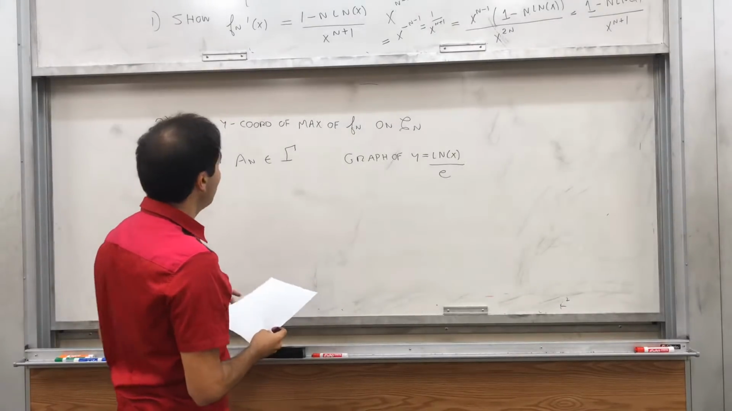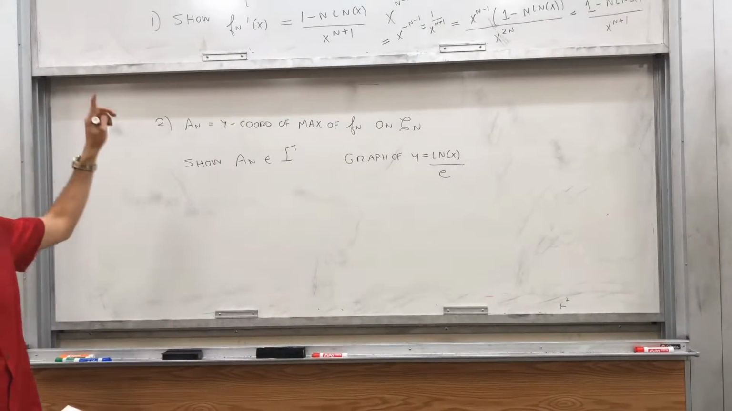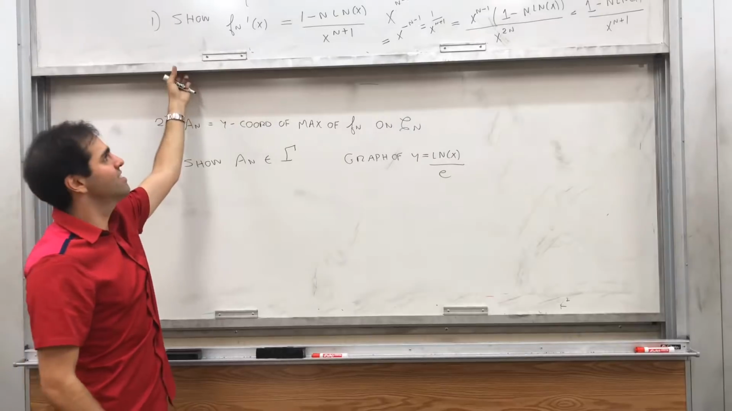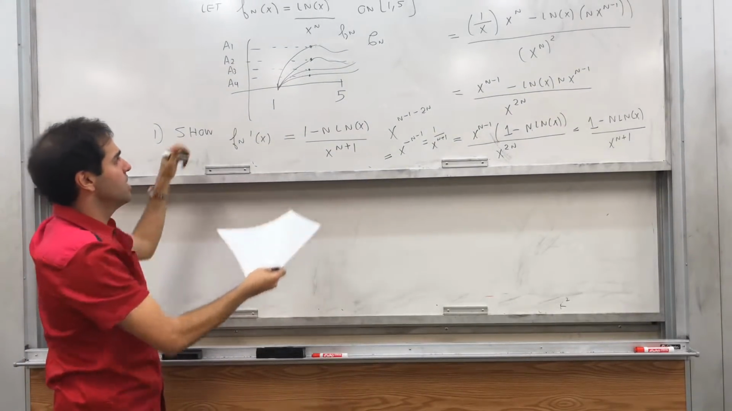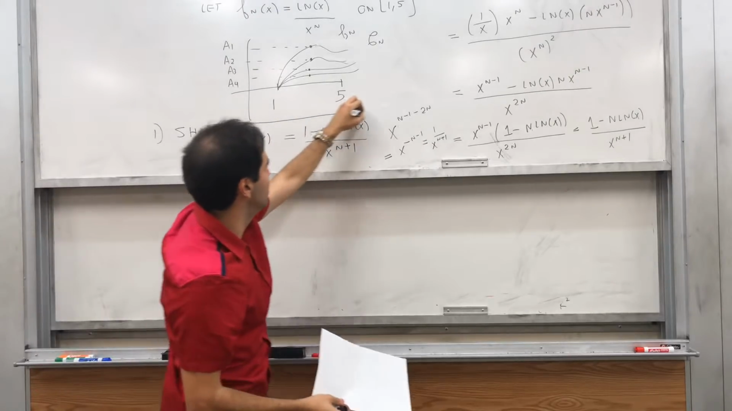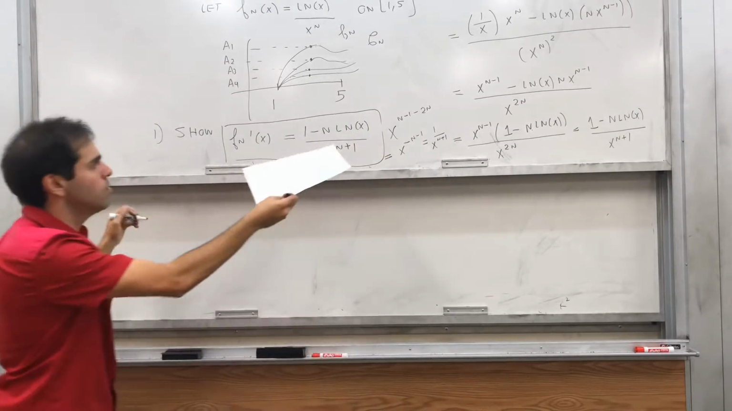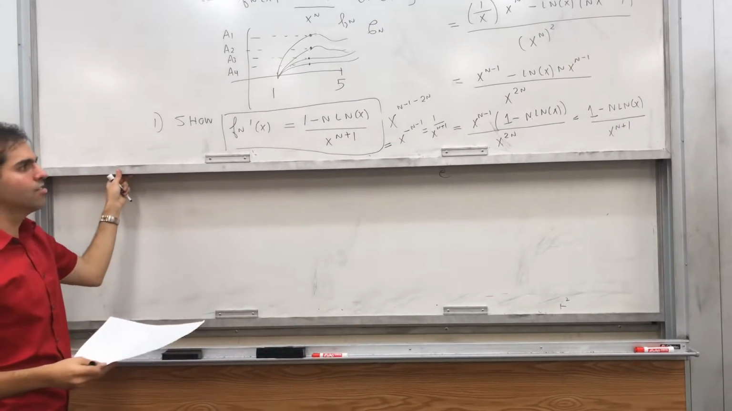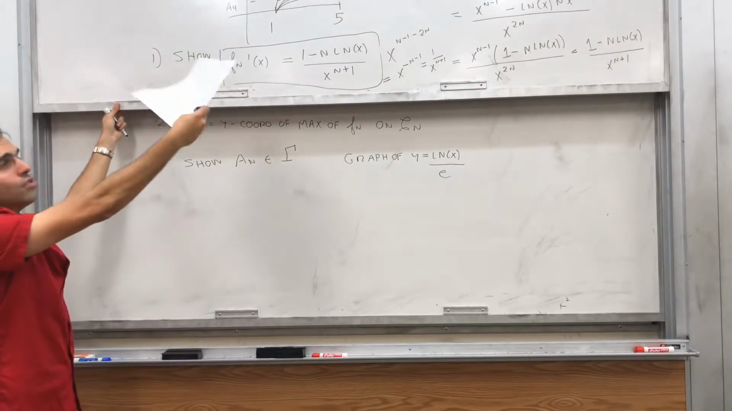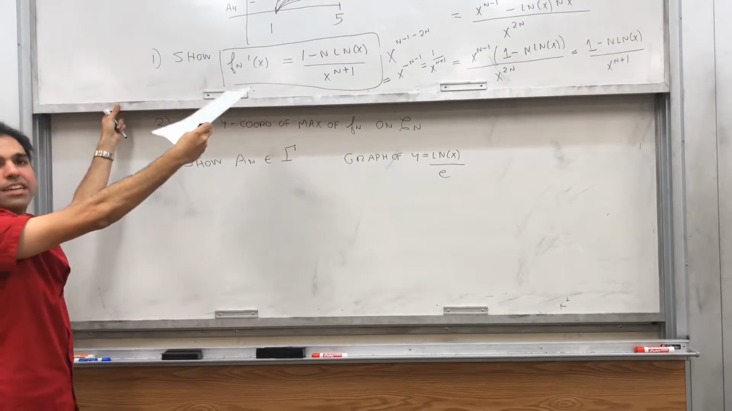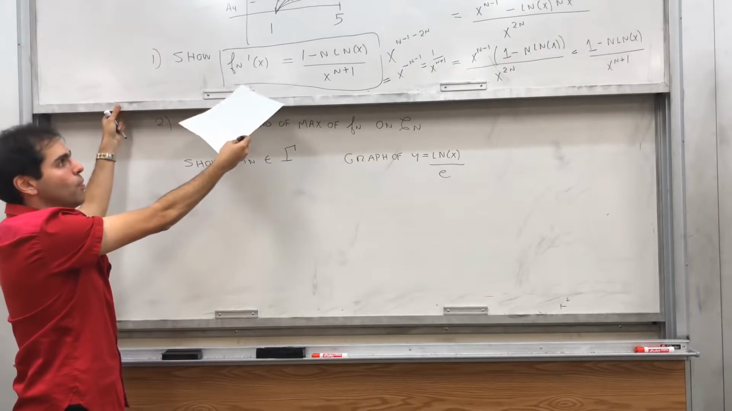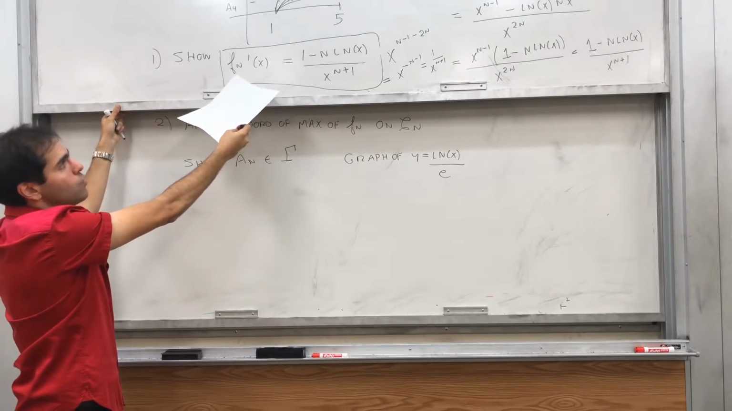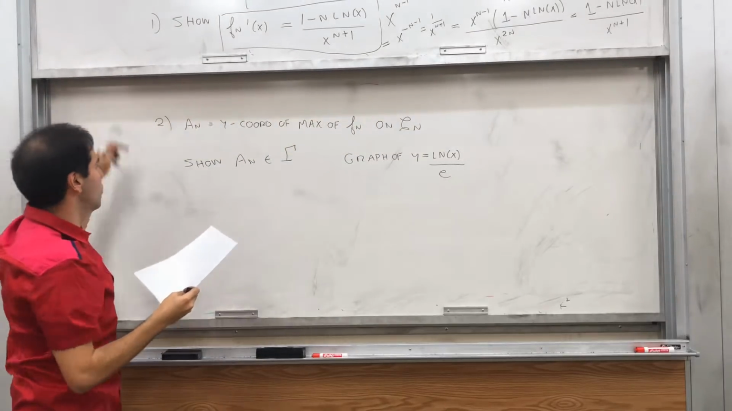And how do we show this? Well, as I said, in French exams, the questions are interconnected. So let's use the fact that the derivative equals 1 minus n ln of x over x to the n plus 1. So let's use the usual calculus trick of finding the critical points. So find the points where the derivative equals 0.